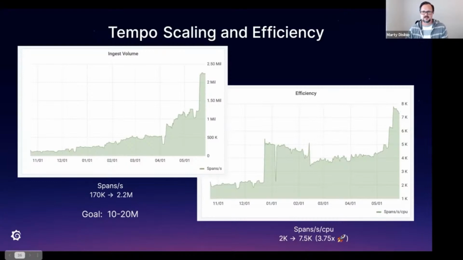The efficiency metric is important because Tempo was designed foremost as a high-volume, low-cost tracing backend. As we add new features like search or service graphs, it will be done in ways that keep this performance.